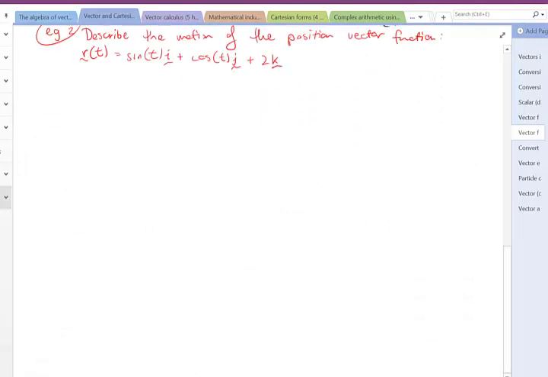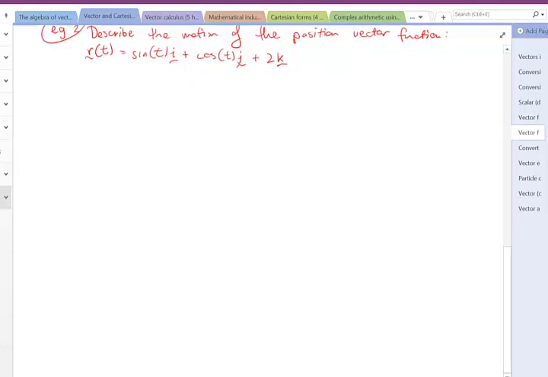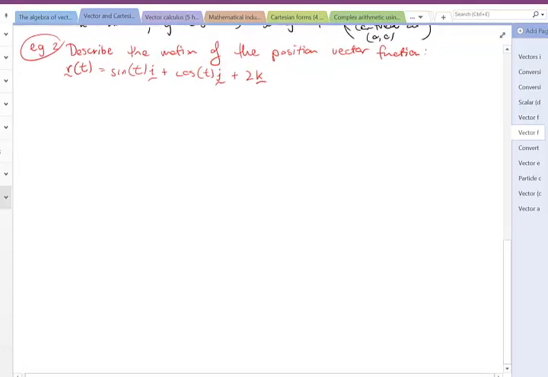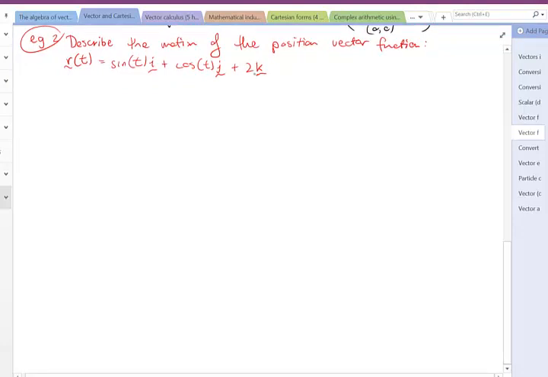We're looking to describe the motion of the position vector function r(t) equal to sine t i, cos t j and 2k. The first thing that jumps out to me when I look at this problem is that the vertical component is constant, so that's not going to change. We're going to get change in the i and j directions, but k is going to remain constant. So if we set up a table, it doesn't have to be a full table.